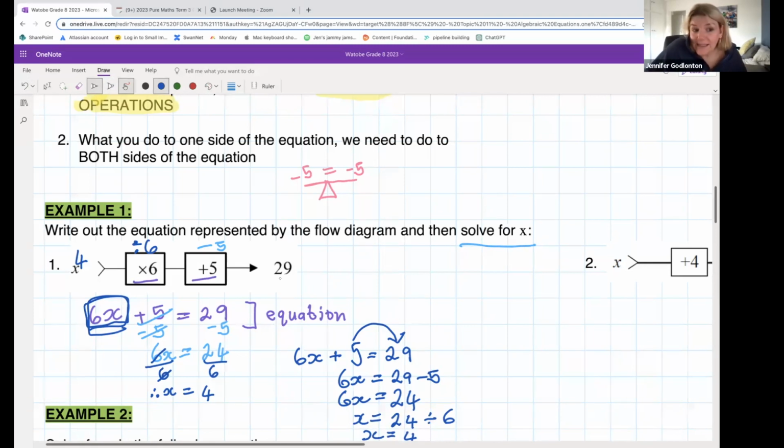The variable x comes from the question. They're asking us to solve for x, and that's what we're seeking. We're trying to find out what x is. Whenever you see this sentence, solve for x, it means we're trying to find x.